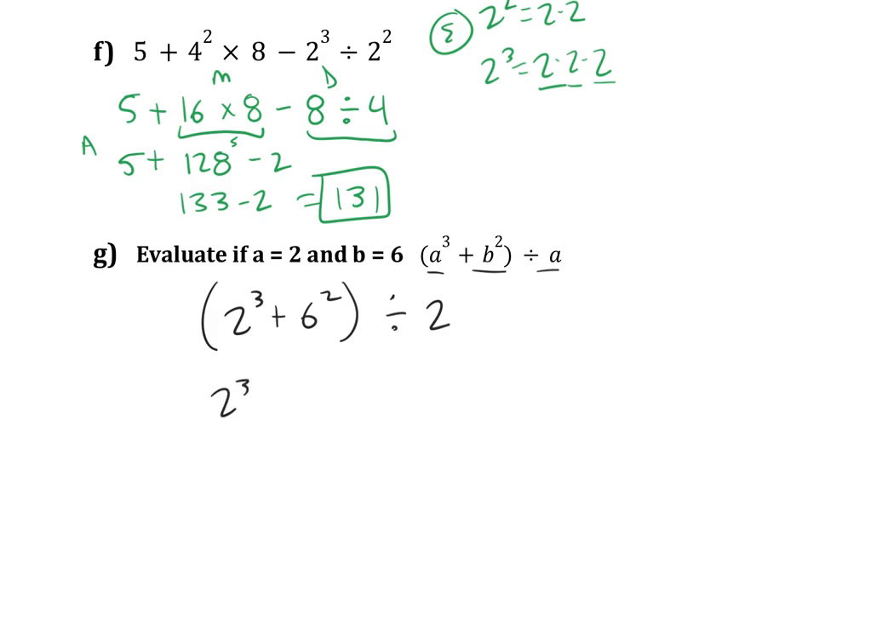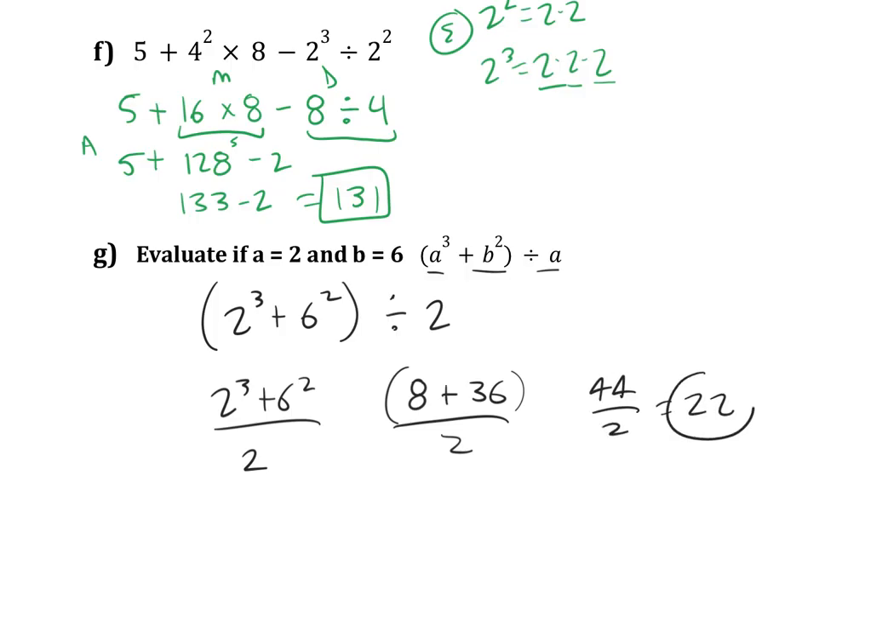This is like saying 2 cubed plus 6 squared, that whole thing over 2. So 2 cubed is just 8. 6 squared, 6 times 6, is going to be 36. And I want to put those together first before I divide. So 36 and 8 is going to be 44, divided by 2 is going to be 22.